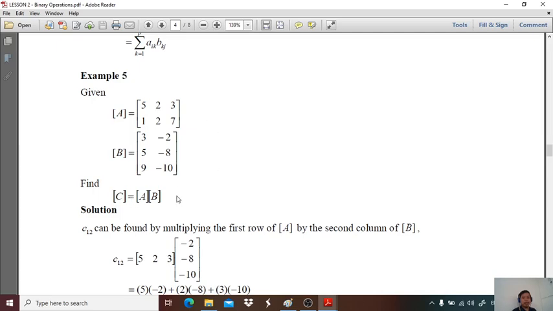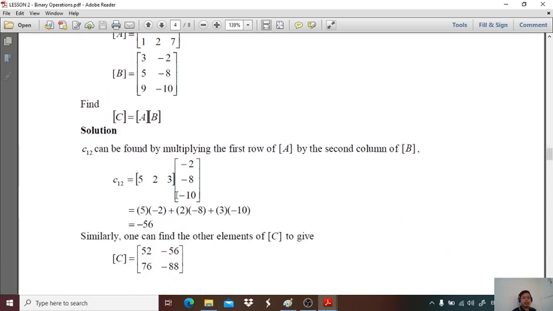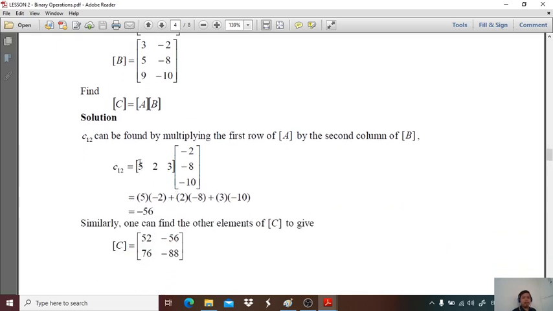So A times B, for C12 we have the first row and second column. So that is negative 56. So the final answer will be 52, negative 56, 76, and negative 88.